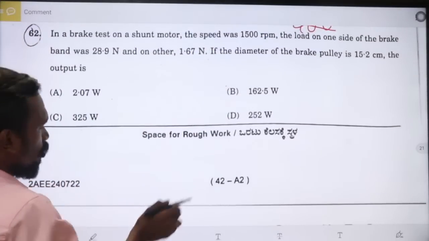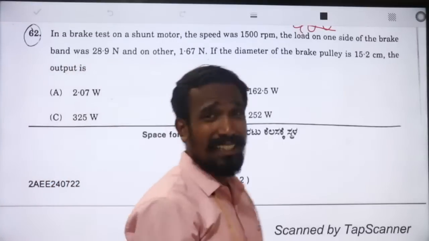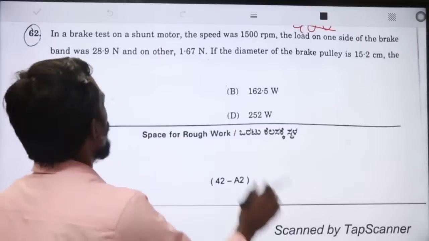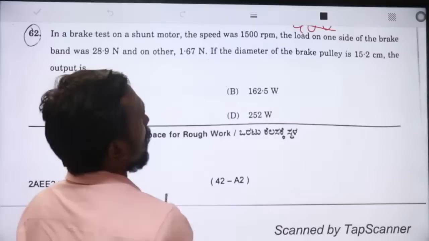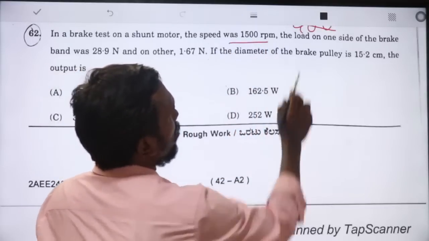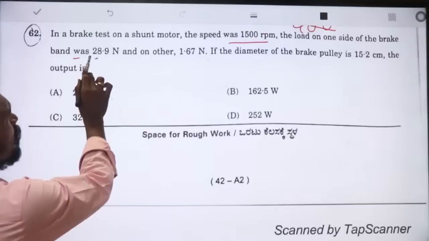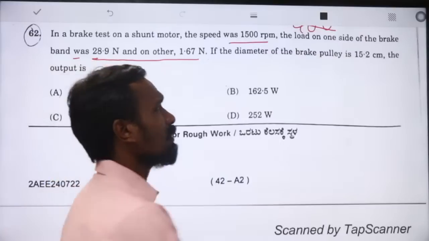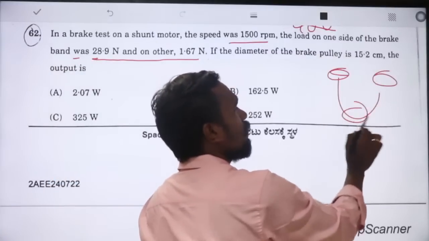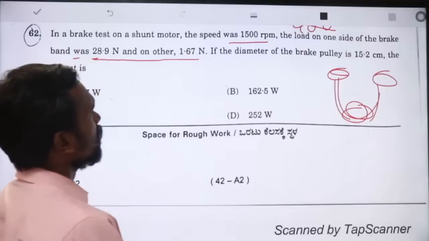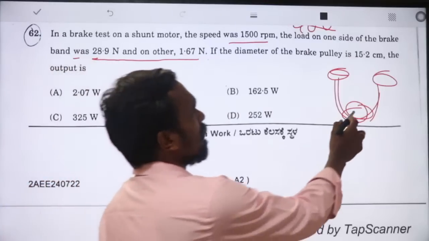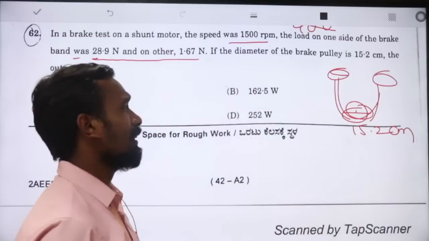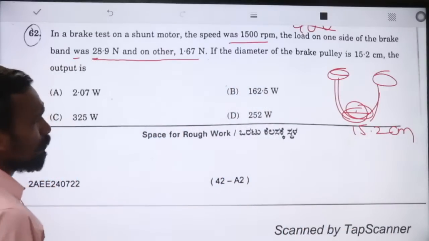Yeah, this is the question they gave from the brake test in DC machines. So what they asked, sir, in a brake test on a shunt motor, the speed they gave, the load on one side of the brake band is 28.9 newtons and the other is 1.67 newtons. S1 and S2, they gave S1 and S2 like that. The diameter of the pulley they gave is 15.2 centimeters, we have to convert into meters. What is the output?